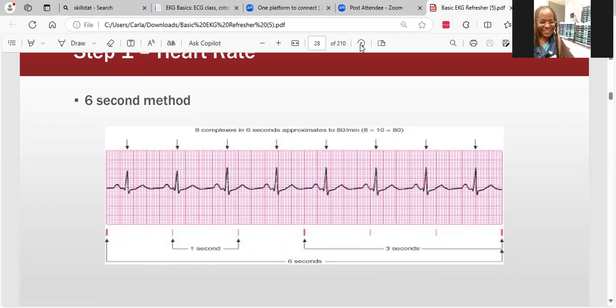And what do I mean by that? Where the little arrows are determines the R to R. Remember, the top of the complex is the R, the QRST complex. So this rhythm, as you can see, the R's reasonably fall in an even pattern. This means that the rhythm of the actual heart is consistent.